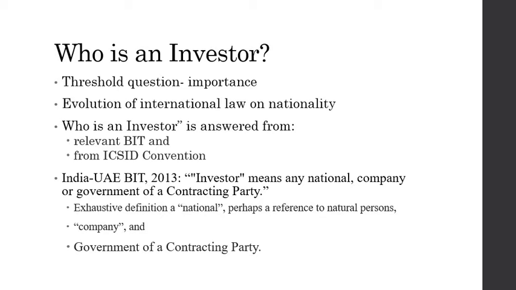The definition looks fairly simple but contains a lot of concepts. Firstly, it is an exhaustive definition. Second, it covers a national, which is a reference to natural persons. It also covers a company. And interestingly, it also covers a government of a contracting party. Now, what is amiss here is, for example, what would happen in the case of, say, a partnership firm, or a business entity that is not a company, for example, a limited liability partnership. So there is no clarity in this definition. But let's see what the Brazil India BIT says.